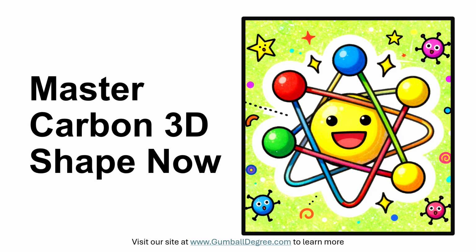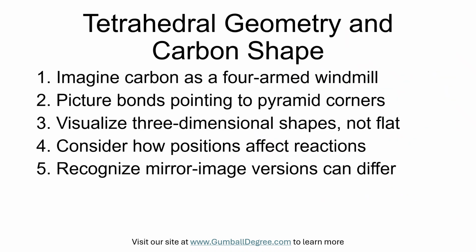Tetrahedral geometry is important in organic chemistry because it describes how atoms arrange around a central carbon with 4 single bonds, which determines molecular shape, physical properties, and how molecules react. Think of a carbon atom like the center of a 4-armed windmill, where each arm pushes away the others so they spread out evenly. That shape is called tetrahedral and keeps the bonds as far apart as possible.